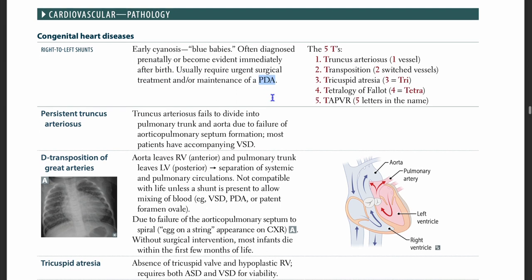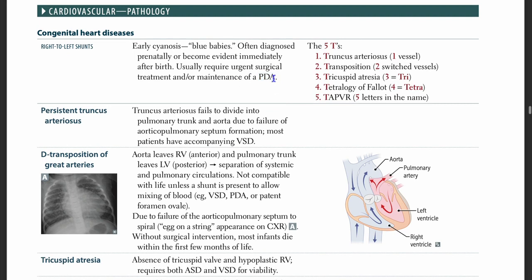That's patent ductus arteriosus, right? So this is when you would give what? Prostaglandins, because prostaglandin keeps it patent.